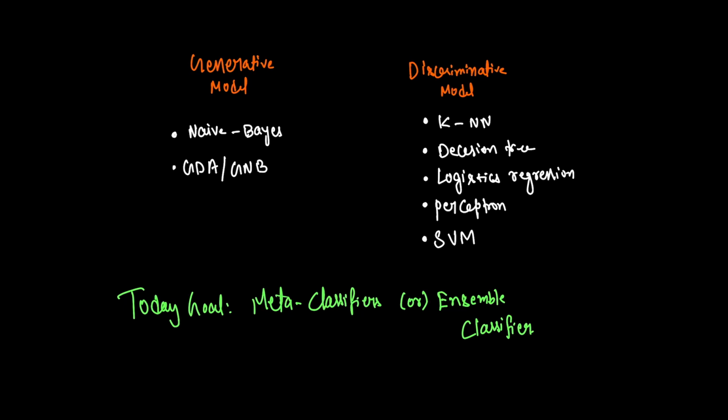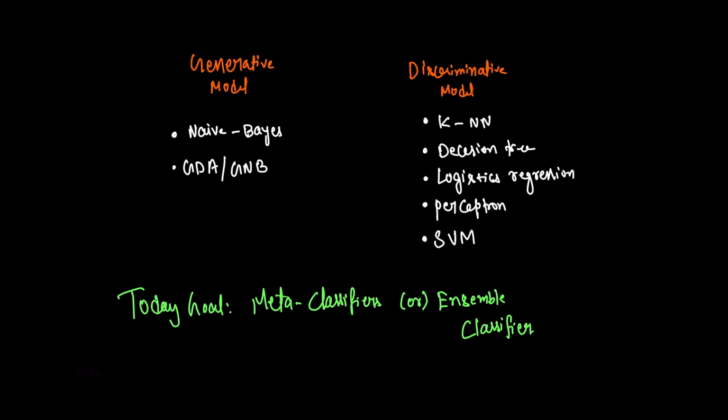So till now, we have seen two types of modeling. There is one generative modeling and there is one discriminative. In generative modeling, we have seen naive Bayes algorithm, then GDA and GNB. In discriminative models, we have seen KNN, decision trees, logistic regression, perceptron, and SVM, which we saw just now.